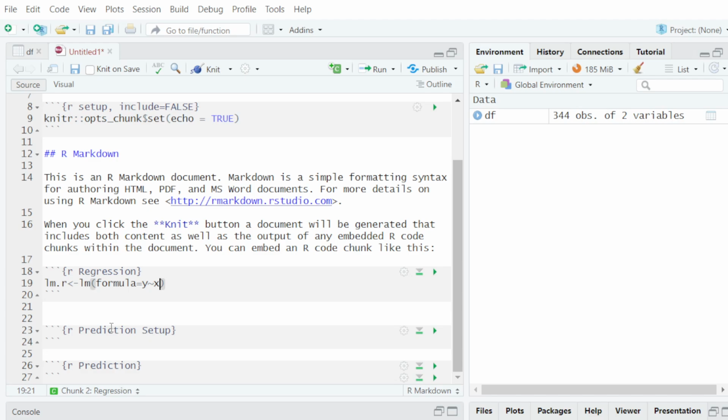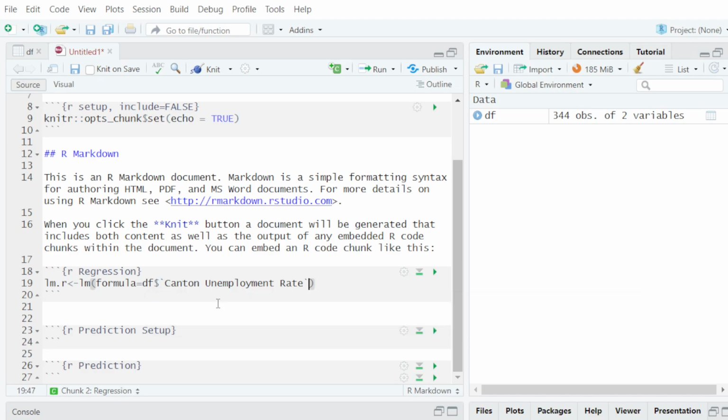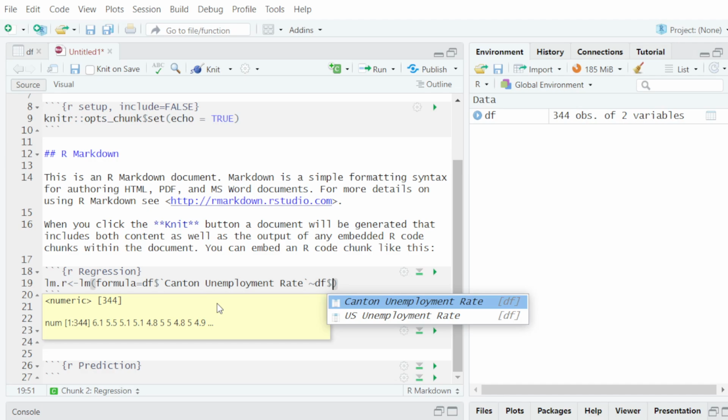So that's the form. Now, what is going to happen is if I run this, R is going to say, I don't see anything called Y or X. Fair. So what I need to do is tell it what variables those are. So instead of Y and X, I'm just going to delete those. I'm going to go df $, and then it brings up the list of options. Canton unemployment rate, US unemployment rate. Well, I want Canton unemployment rate to be my Y. And then, again, use the tilde. And for my X, I want the US unemployment rate.